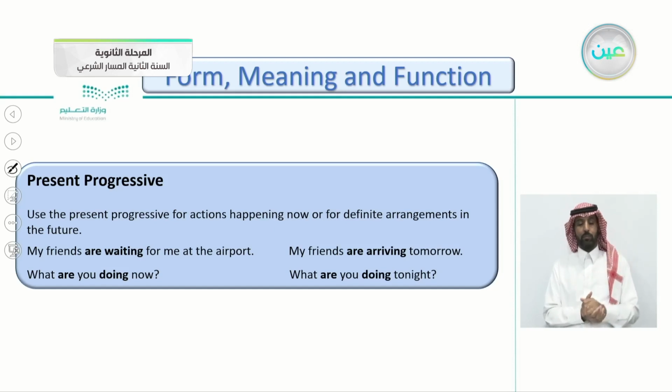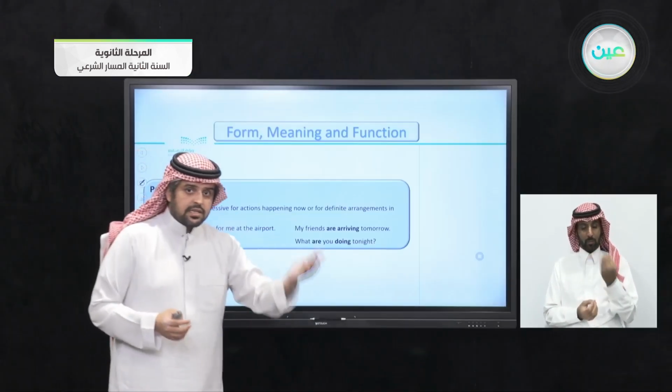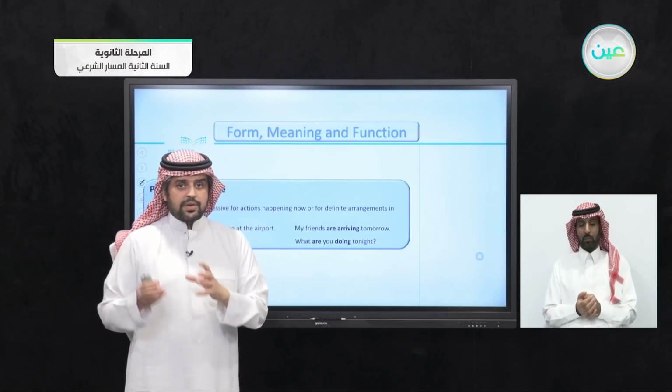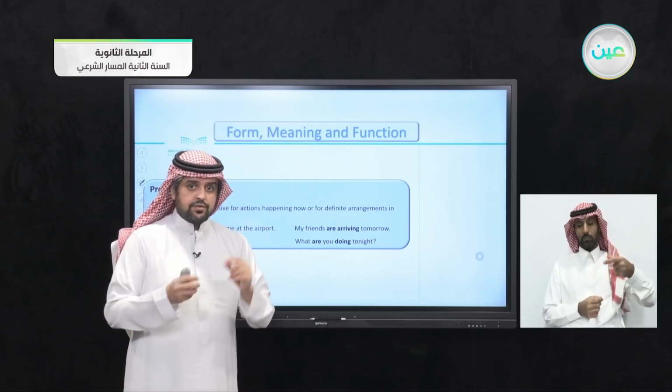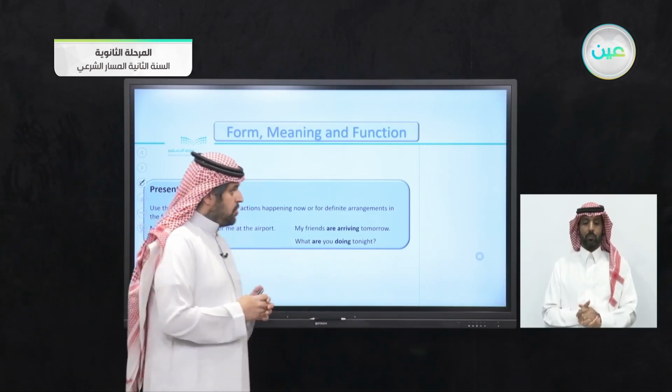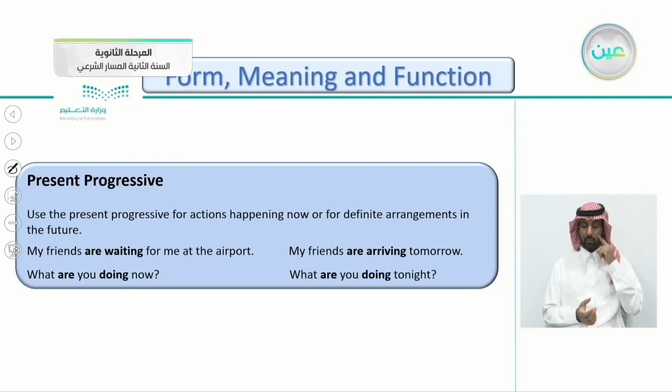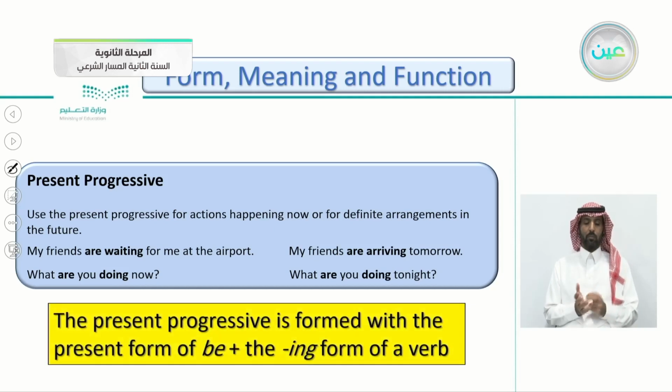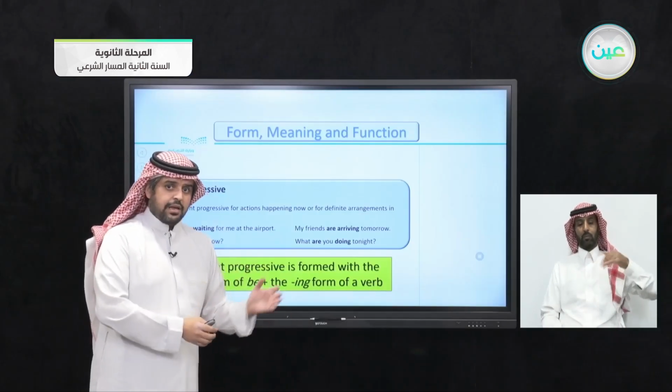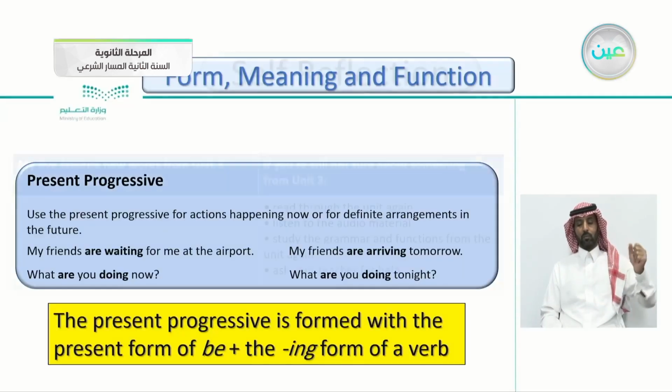The second example here, what are you doing tonight? Tonight. Maybe you can say, I'm going to Mecca next weekend. So you can use the present progressive to talk about the future. So don't focus on the name of the grammar. Also remember the present progressive is formed with the present form of be plus the ing form of the verb. The present form, whether it's am, is, or are, and then the ing form of the verb.